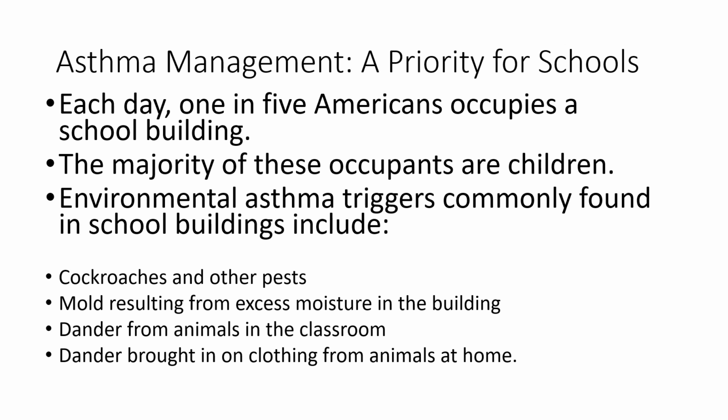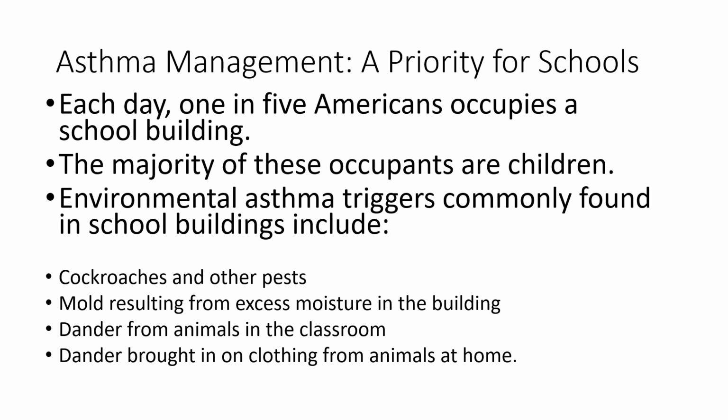There are organizations out there, and each day 1 out of 5 Americans occupy a school building. Obviously, the majority of those occupants are children, but we have to think about teachers too, custodians, cafeteria workers. They all could have asthma too. Environmental asthma triggers commonly found in school buildings include cockroaches and other pests. There's a lot of traffic going in and out of schools, so it's very hard to keep them sterilely clean. Mold results from excess moisture in buildings.